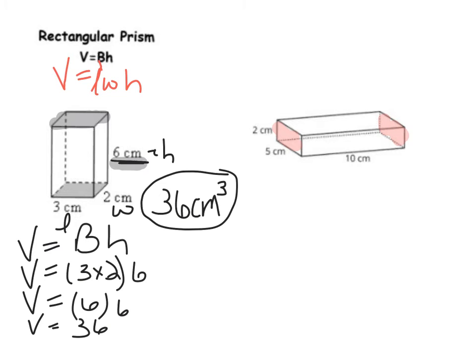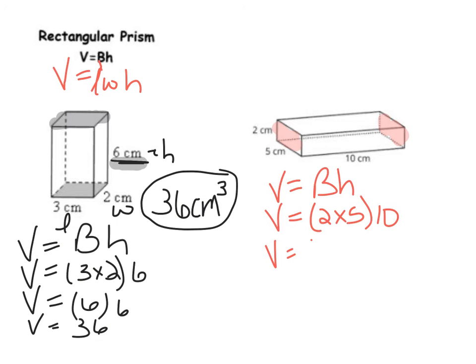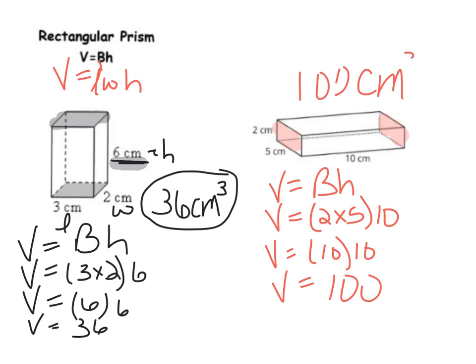Okay, so then I'm going to go ahead and write the formula. V equals capital B times H. B times H is going to be 2 times 5, because that's 5, right? Because that's what you picked as your base. And then what's between the two bases is going to be 10. So 2 times 5 is 10, and 10 times 10 is 100. So that means this is going to be 100 cubic centimeters.